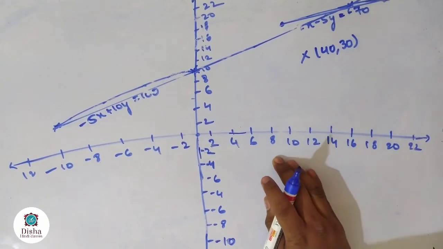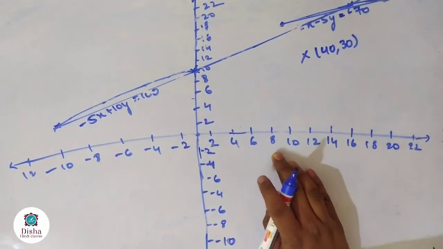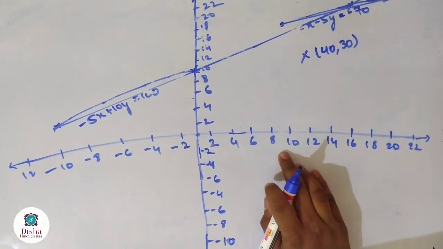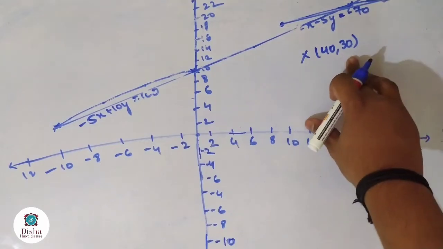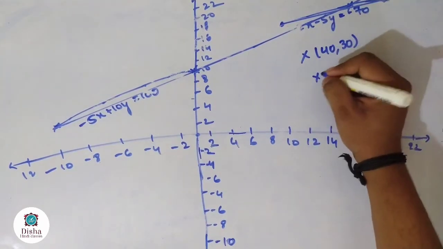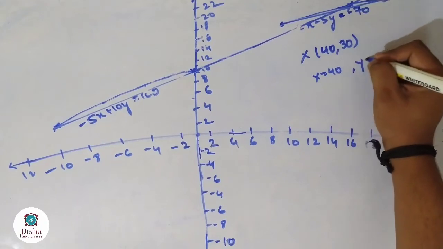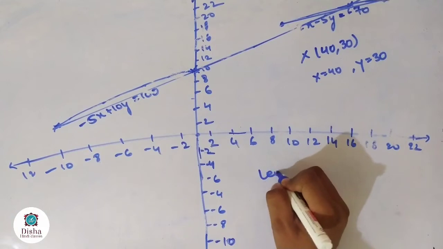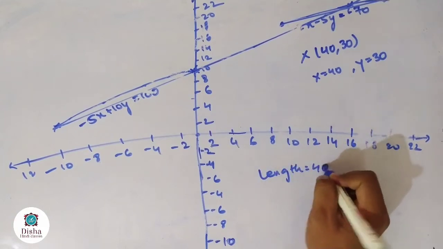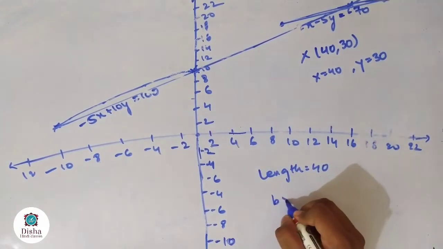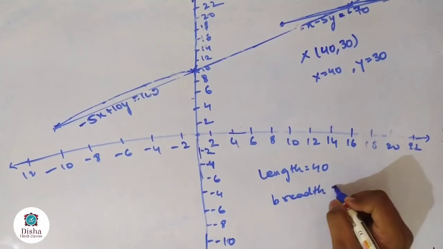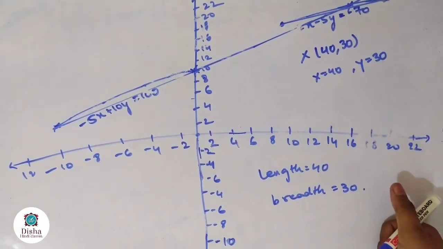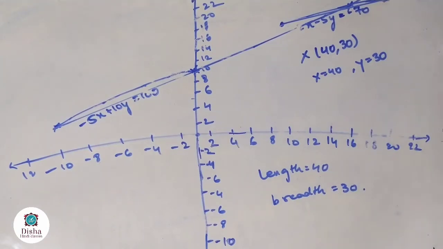This is not graph paper and we can't get an accurate result on this. This is just a rough diagram for you. So these lines will intersect at the point 40 comma 30. X value will be 40, y value will be 30. What have we taken as x? Length. So length equals 40 and breadth equals 30. Therefore this was the solution for the 8th problem.